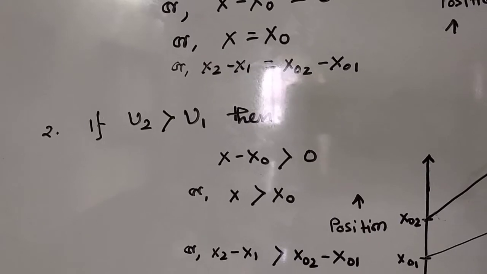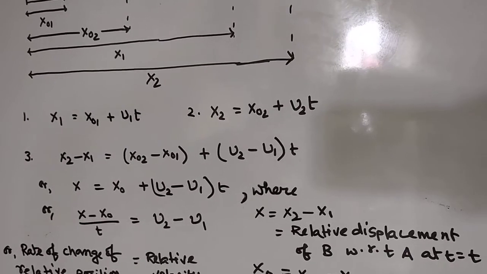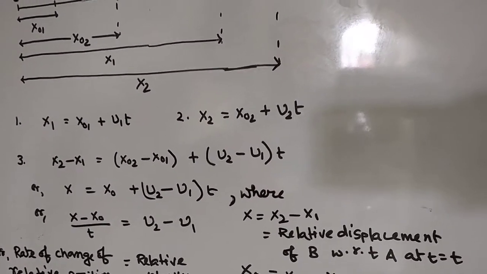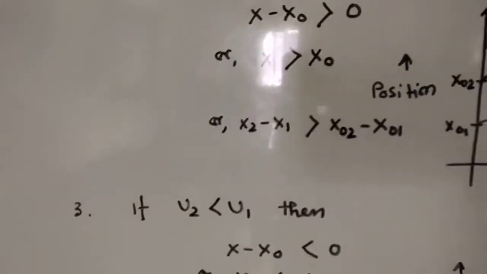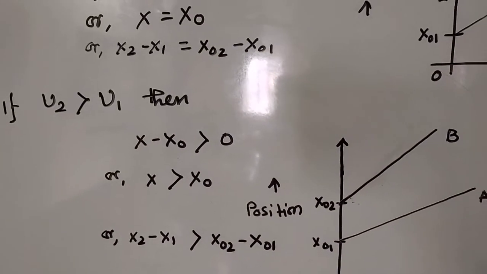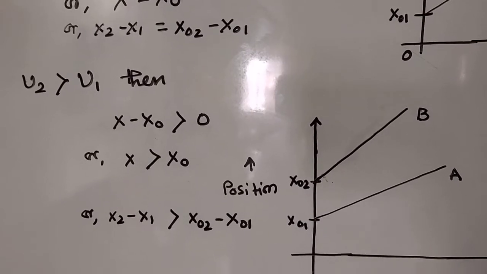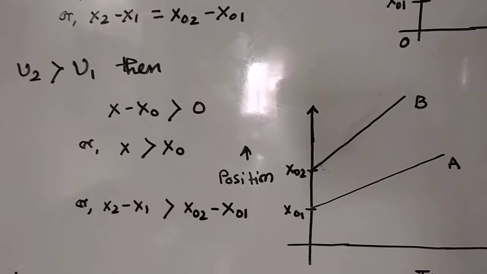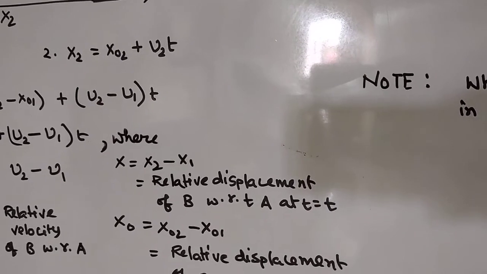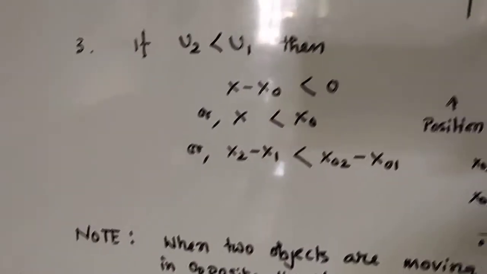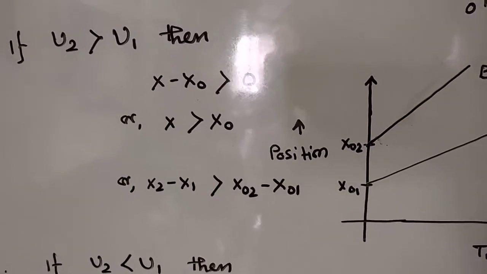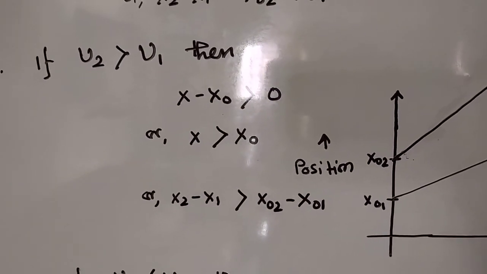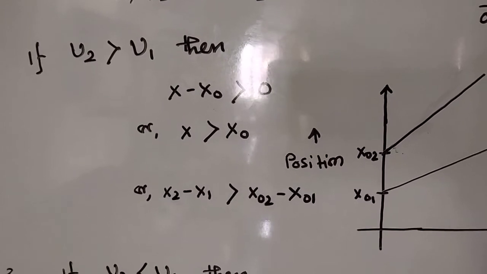If v2 is greater than v1, then v2 minus v1 is positive, and so x minus x0 is also positive. So x minus x0 greater than 0, or x greater than x0. So you see here, x2 minus x1 is greater than x02 minus x01, as x is your x2 minus x1 and x0 is your x02 minus x01. So you can say as time progresses, the separation between the two objects A and B increases if v2 is greater than v1.